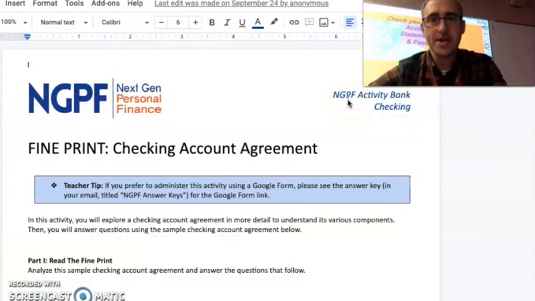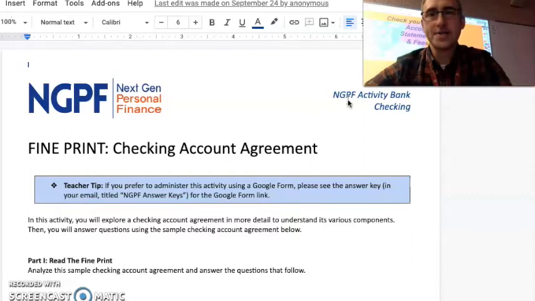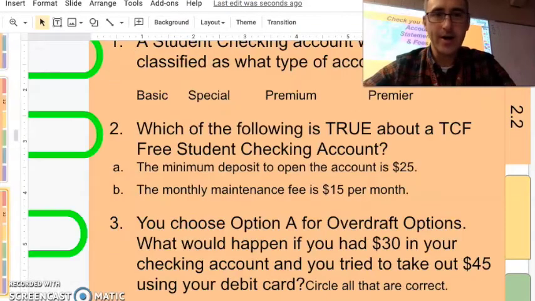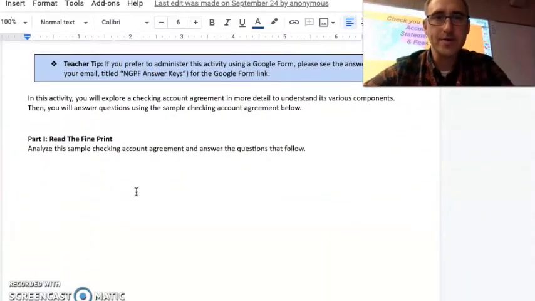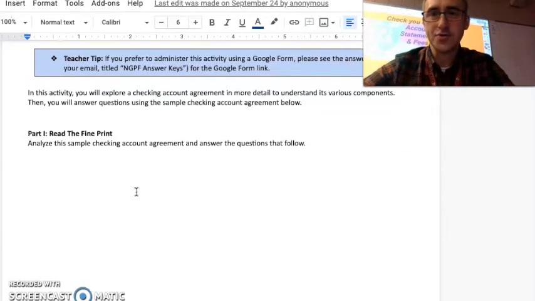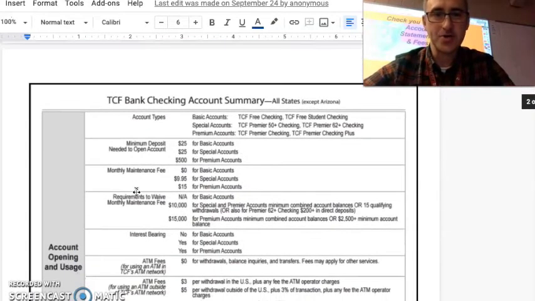The questions that I just showed you on the next 2 pages are based off of this fine print checking account agreement form. Hopefully you can open up a split screen or a second tab so you can work on this as well as answering the questions as we go. I will read through part of this fine print and allow you to read your questions as you go.